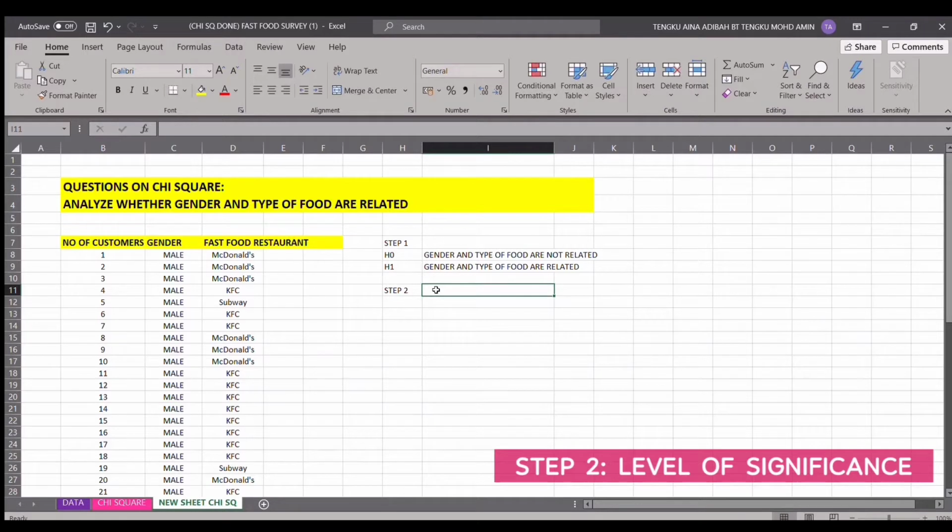Step 2 is the level of significance. This one is actually a formula. We have to type in the formula that we will use in another step. The level of confidence is 0.95. This is a fixed value, and the next value is sigma, or alpha, which is 0.05.